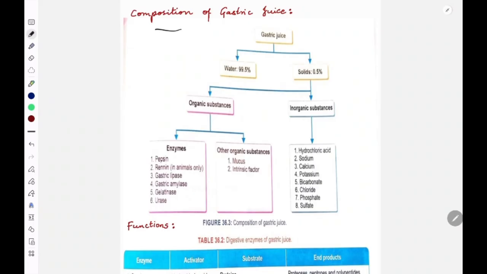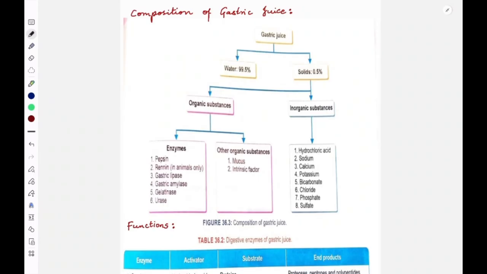So the gastric juice is an important question in gastrointestinal physiology. They may ask you to write the compositions and functions of gastric juice in an exam, so you're supposed to depict the graph in this way to acquire more marks. Okay, so without any delay, let us go to the topic.